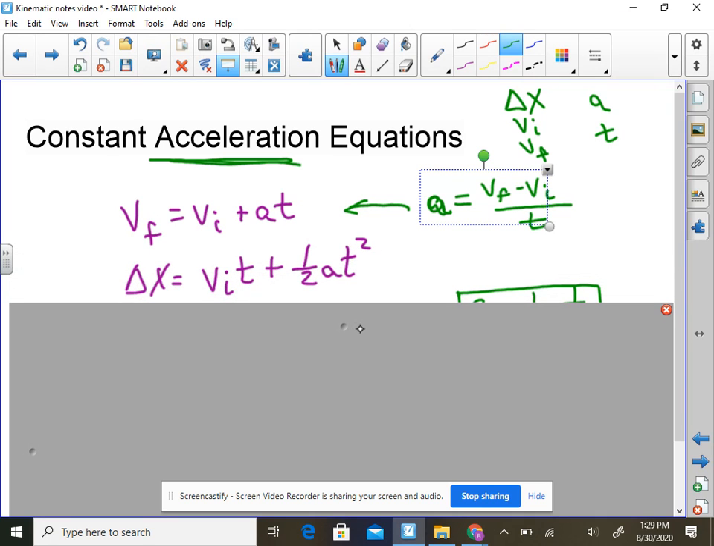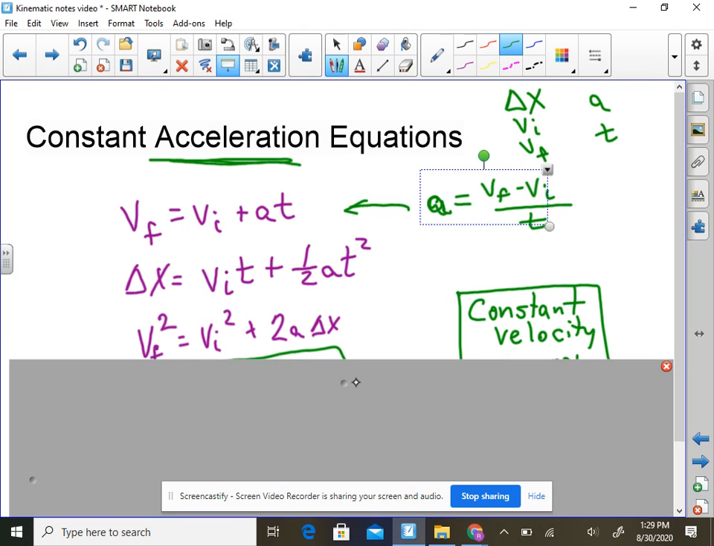The next is one for the displacement. It's the next one you'll find on your equation sheet as well. You have initial velocity times time plus 1/2 the acceleration times the time squared. The last equation for constant acceleration you'll find on your equation sheet is final velocity squared equals initial velocity squared plus 2 times the acceleration times delta x. So these 3 equations are ones you'll find on your equation sheet. These are only for constant acceleration.